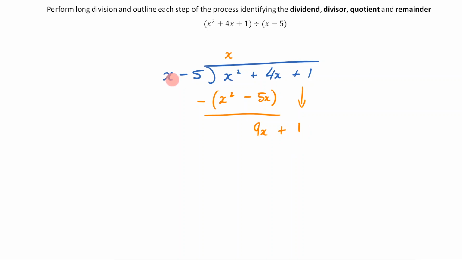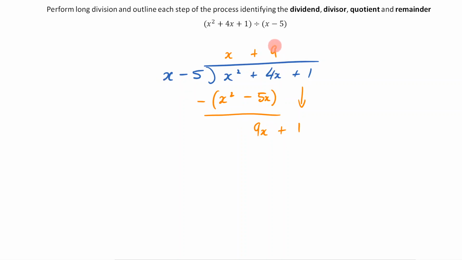Now I go how many times? Now I'm just repeating the process. So what we've just done here is like one step. We've done it. Now we just repeat what we've done. So x times what is 9x? x times what is 9x? It's just going to be 9, because 9 times x is 9x.